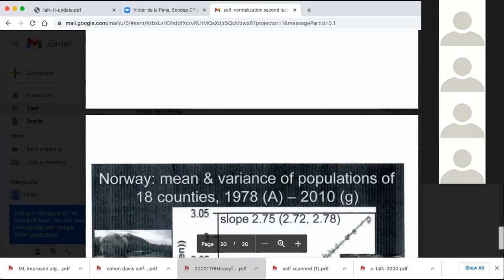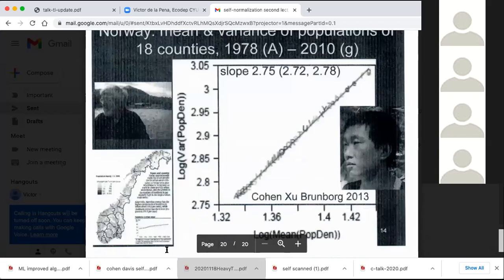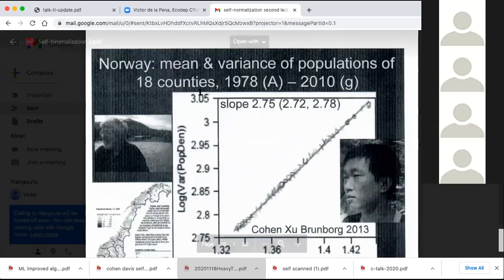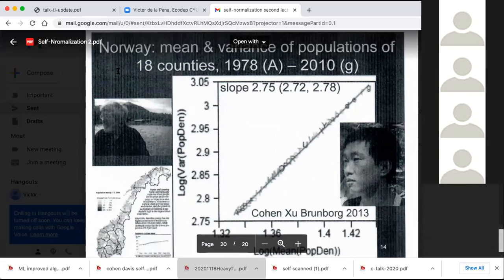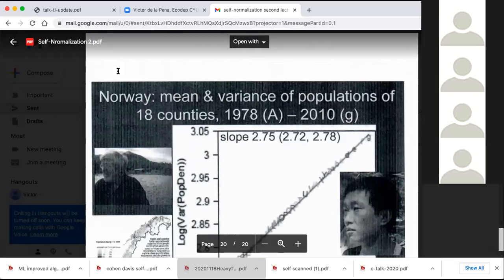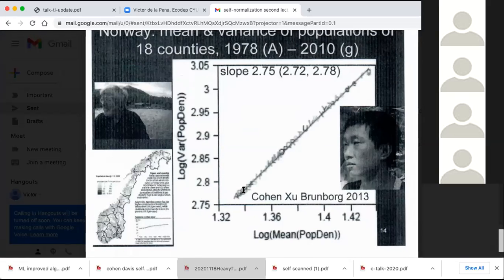Another important example of Taylor's law is a paper by Joel Cohen, Chu, and Bromberg in 2013, in which they studied the mean and the variance of populations of 18 counties in Norway in 1978 through 2010. What they noticed is that the log of the mean of the population density was related to the log of the variance by a straight line. So if you know the mean of the population density, that gives you a good estimate for the variance.